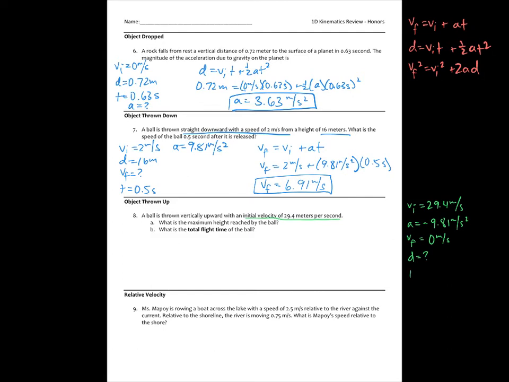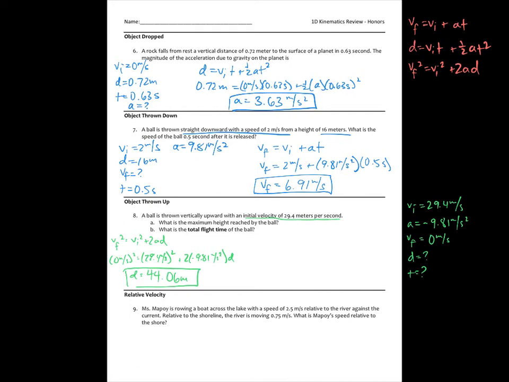And then we are also looking for the total flight time. That will be for part B. So for part A, we're going to use this equation. Alright, when you plug and chug, you should get your answer to be 44.06 meters for the maximum height.